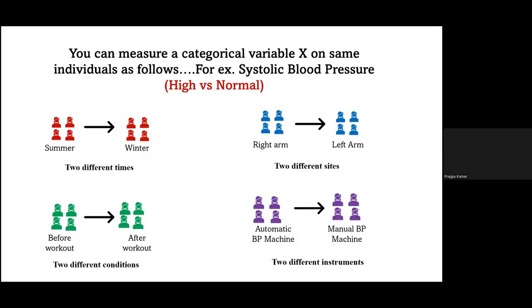an automatic blood pressure machine and a manual blood pressure machine. But in all these cases, I will classify or categorize this systolic blood pressure into high and normal. That means I have to make a categorical variable. Otherwise, for such type of continuous data, I need to use the paired t-test, because paired t-test we apply for the continuous variable. But in this case, we are making a category, and for the testing of two proportions across two different time points, we apply the McNemar test.